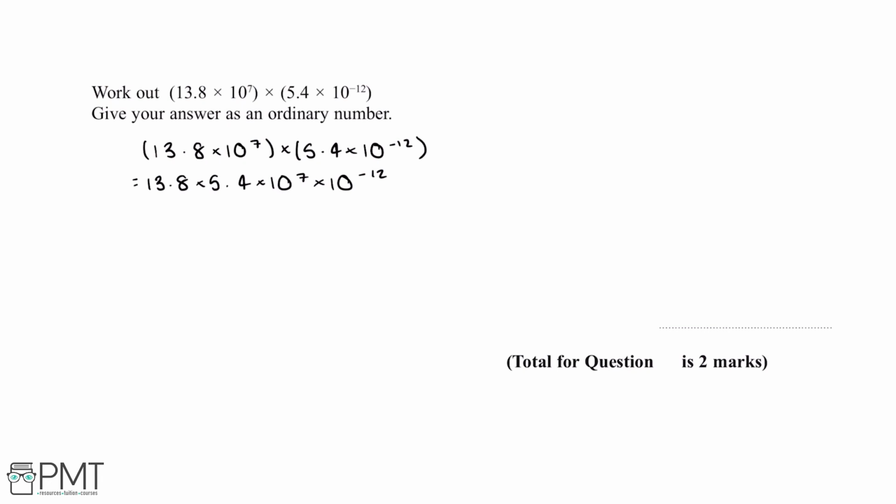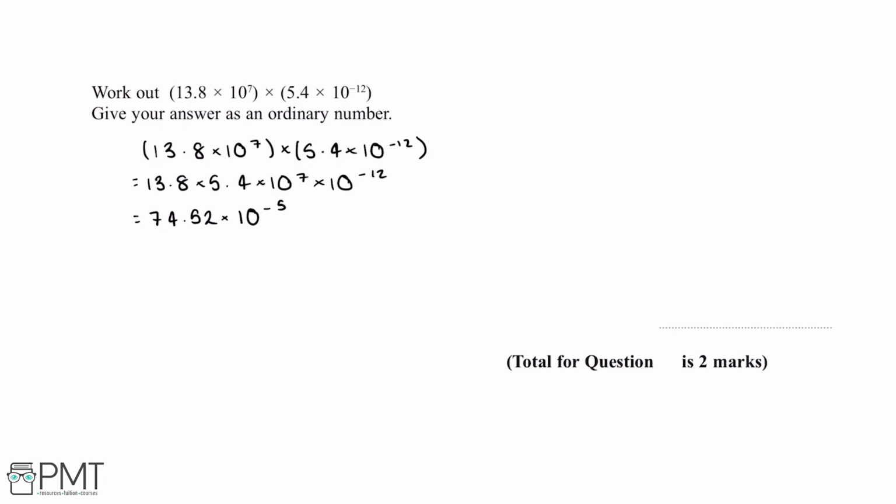So if we start off with 13.8 multiplied by 5.4, this gives us an answer of 74.52. And then we can use our rules of indices to work out 10 to the power of 7 multiplied by 10 to the negative 12. And when multiplying numbers with powers, we'll add the powers together. So 7 add negative 12 gives us negative 5. So this means that 10 to the power of 7 multiplied by 10 to the power of negative 12 is equal to 10 to the power of negative 5.